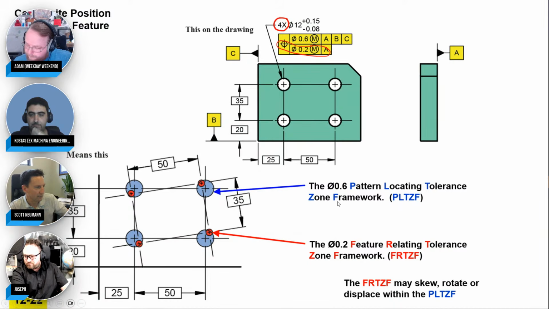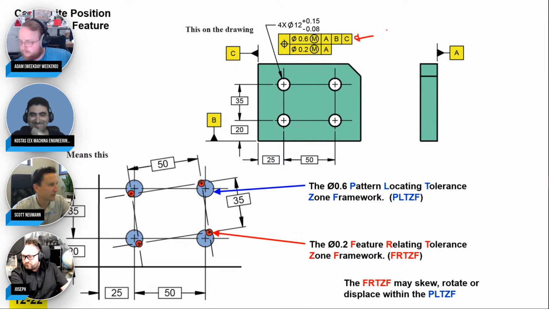They have names for them. These are not my favorite names, but they called the upper one the pattern locating tolerance zone framework, or the PLTZF, and it locates the pattern relative to the datums. And then the lower one is the feature relating tolerance zone framework, or the FRTZF. So they say the FRTZF may skew, rotate, or displace within the PLTZF. Not my favorite way to explain it, but that's what the standard says.